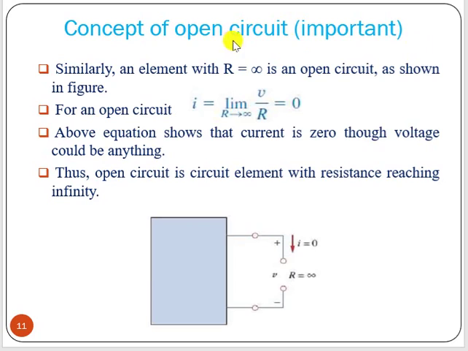Now the concept of open circuit. In this figure, open circuit means the resistance value is infinity. That means it is an open circuit. At that time, current is 0. To flow the current, there must be a closed loop, but there is no connection. So the current value is 0. For an open circuit, what can you write? I equals V by R. If R tends to infinity, then V by infinity is 0. So current is 0.